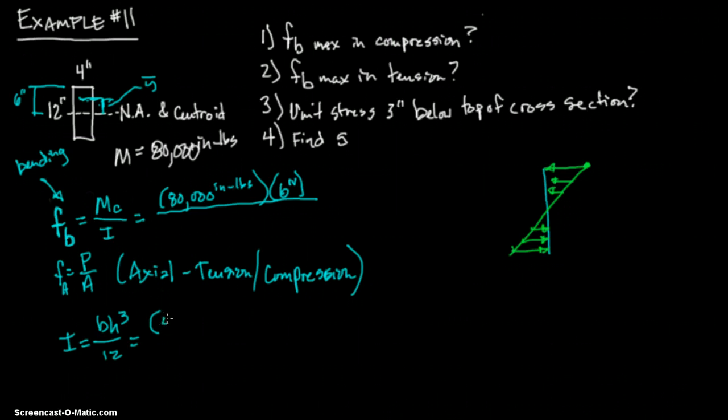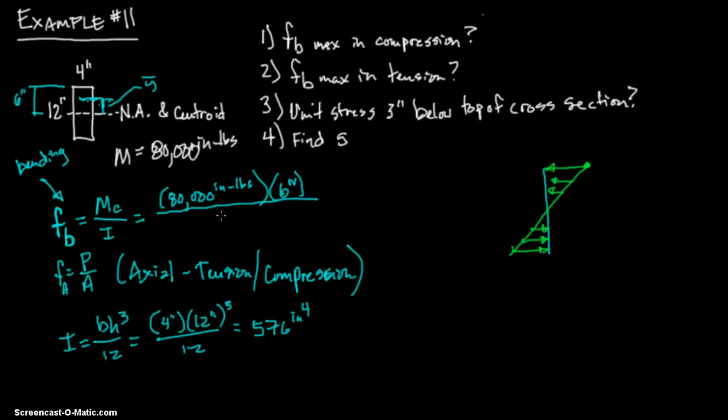Alright, base is 4 inches. Height is 12 inches. We're going to cube that over 12, and we go ahead and put that into the handy calculator. 12 cubed times 4 divided by 12. I guess it is. Yes, 576 inches to the 4th. And that's what they got in the study guide as well.